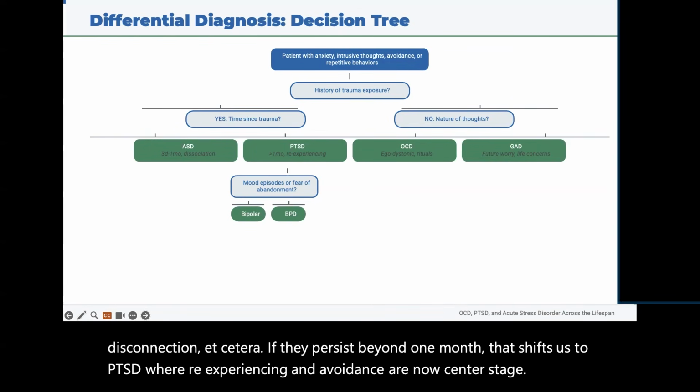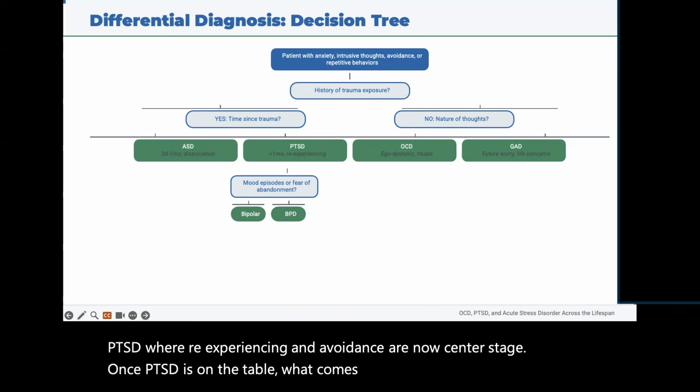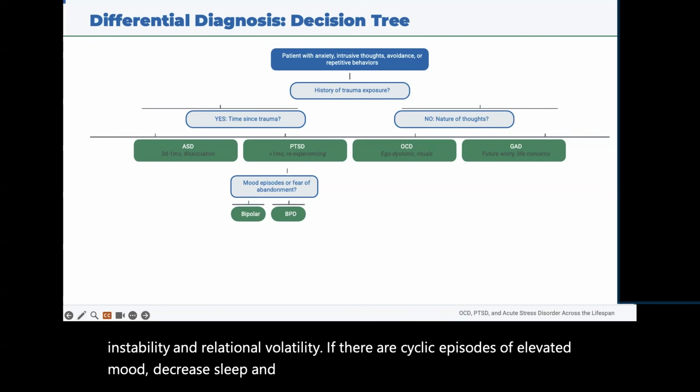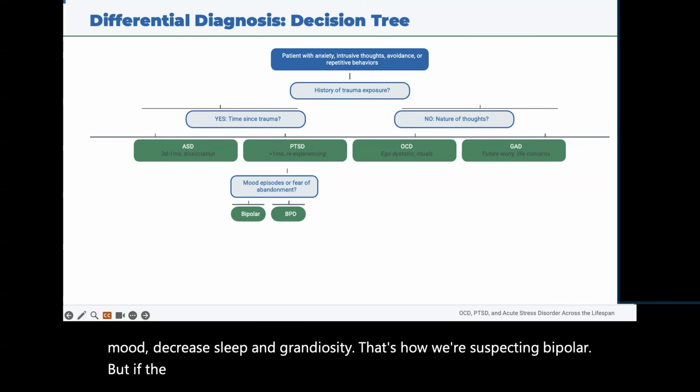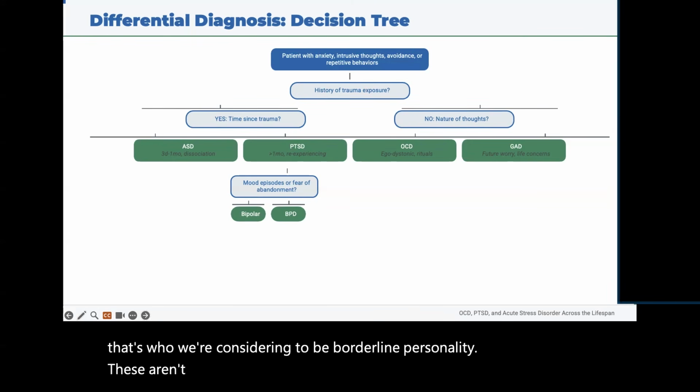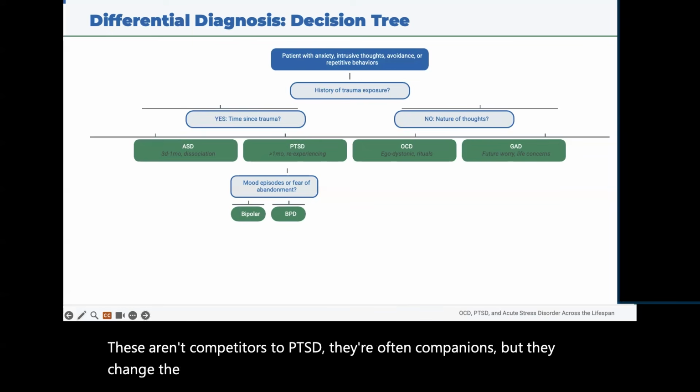Once PTSD is on the table, what comes next? You're checking for mood instability and relational volatility. If there are cyclic episodes of elevated mood, decreased sleep, and grandiosity, that's where we suspect bipolar. But if the distress centers on fear of abandonment and unstable identity, that's where we consider borderline personality. These aren't competitors to PTSD. They're often companions, but they change the treatment map a little bit.